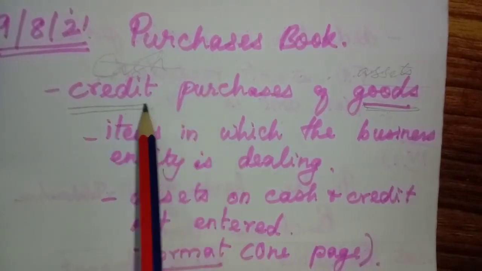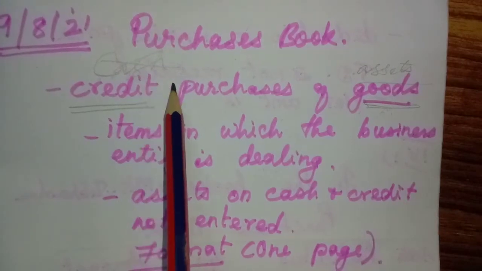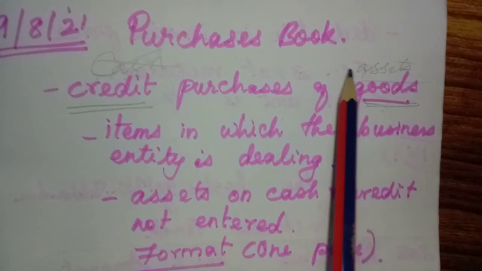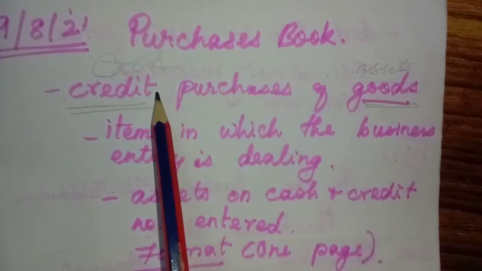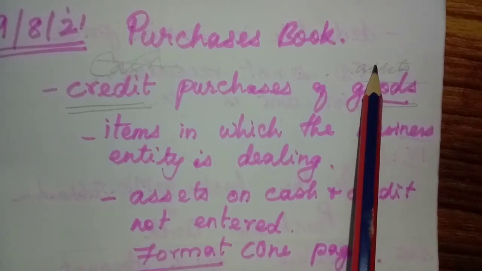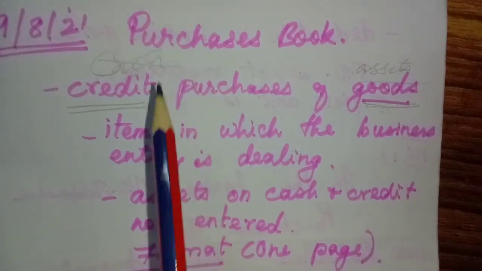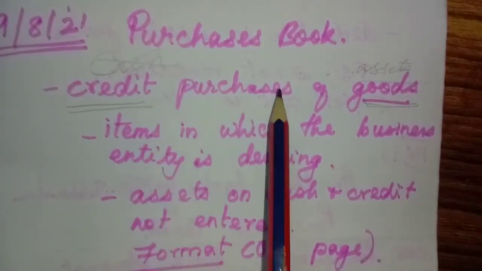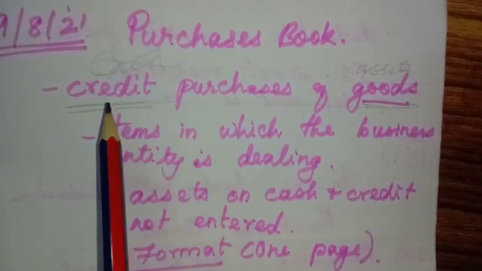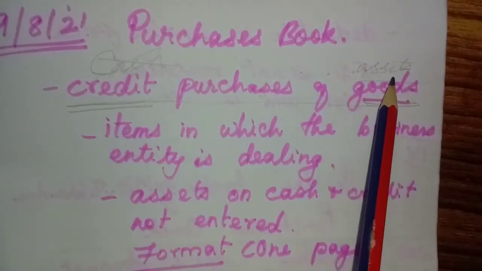Now you tell me, cash purchases of goods, where should we enter? In the cash book. Cash purchases of assets we will also write in the cash book, isn't it? Then credit purchase of assets, where do we enter? In the journal proper. So you should know, in the purchases book we should enter only the credit purchases of goods. Only this sentence you should know very well. Credit purchases of goods. No cash purchases, no purchase of assets.